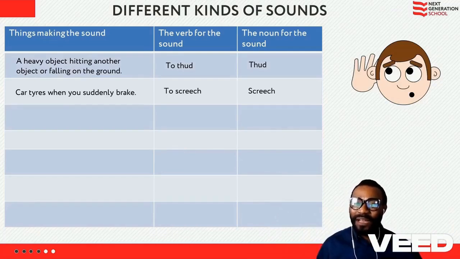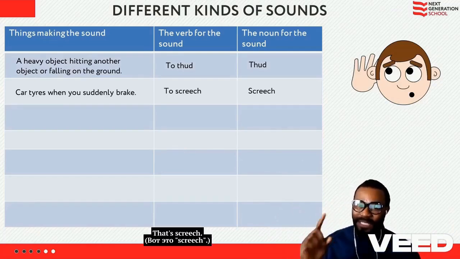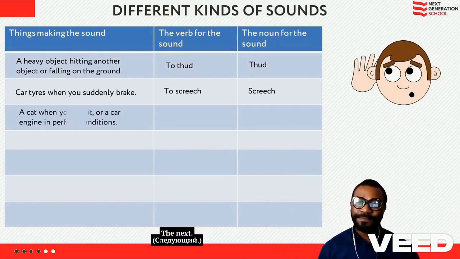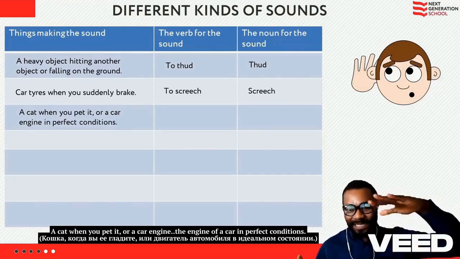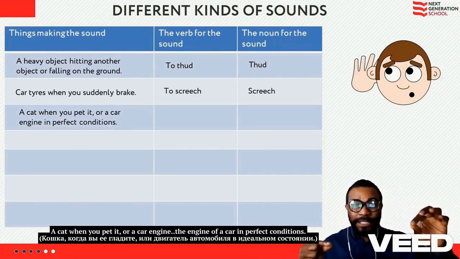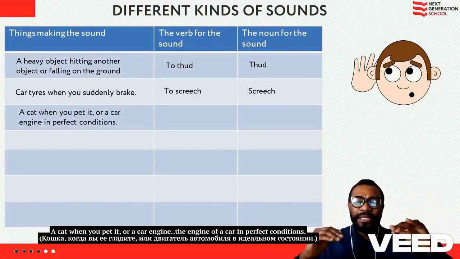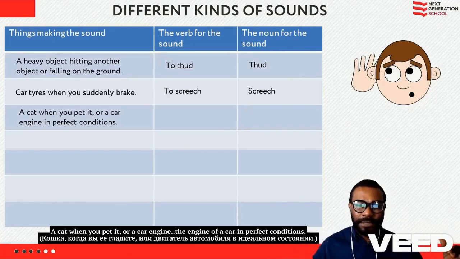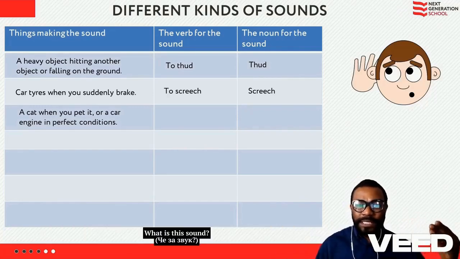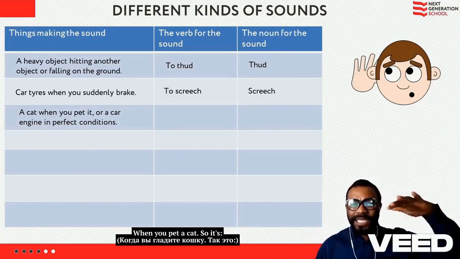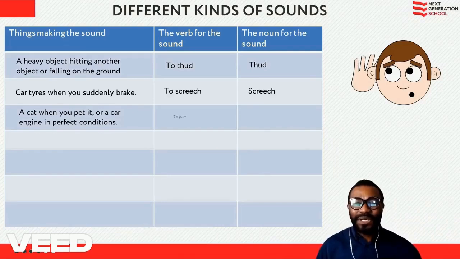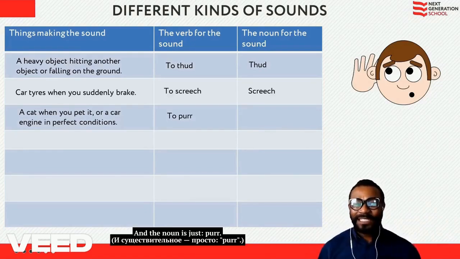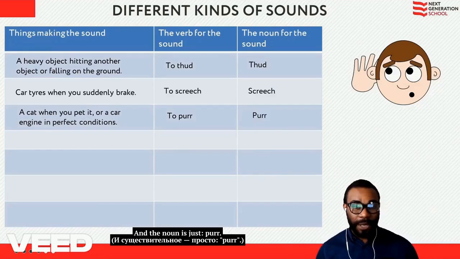Once more. That's screech. The next. A cat when you pet it. Or a car engine, the engine of a car in perfect conditions. What is this sound when you pet a cat? So it's to purr, and the noun is just purr.